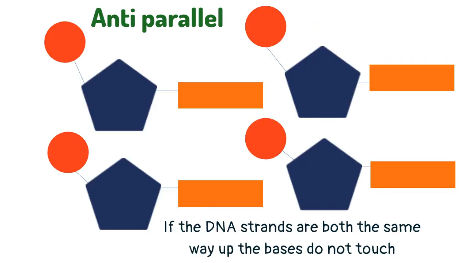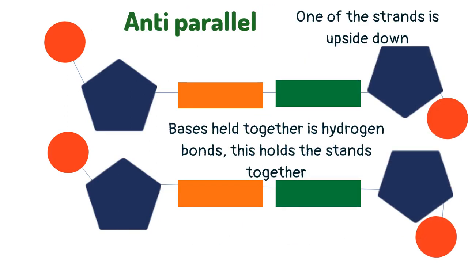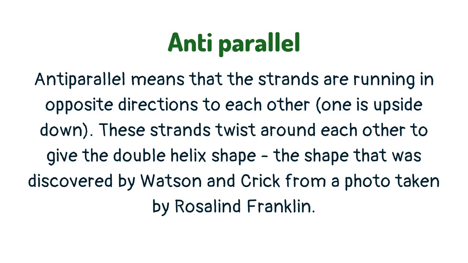If the DNA strands are both the same way up, the bases do not touch. Antiparallel means that one of the strands is upside down and that the bases are now together, so the bases are held together by hydrogen bonds. This holds the strands together. Antiparallel means that the strands are running in opposite directions to each other. One is upside down. These strands twist around each other to give the double helix shape, the shape that was discovered by Watson and Crick from a photo taken by Rosalind Franklin.